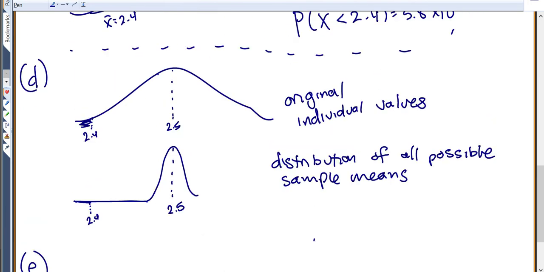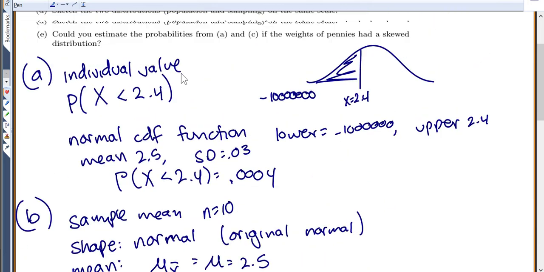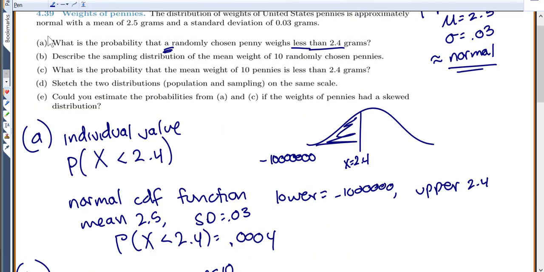And part E asks me, could you estimate the probabilities from A and C if the weights of the pennies had a skewed distribution? So in our case, we could find these probabilities for our individual values because my original population was normal. So for individual values, you have to have a normal population. So if it was skewed and not normal, I couldn't use the normal distribution to find these probabilities. And for C, what's the probability for our sample mean? Well, for sample means you either have to have normal or a sample size of at least 30. But our sample size was only 10, so I wouldn't be able to find that probability either. So let's go down and write that.